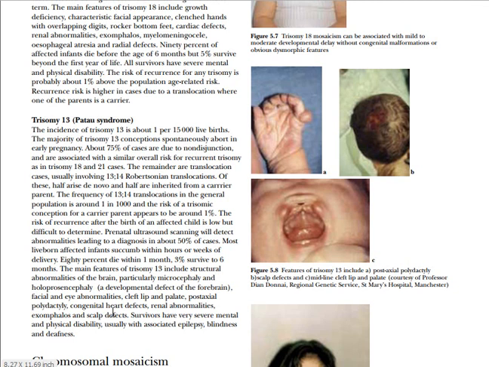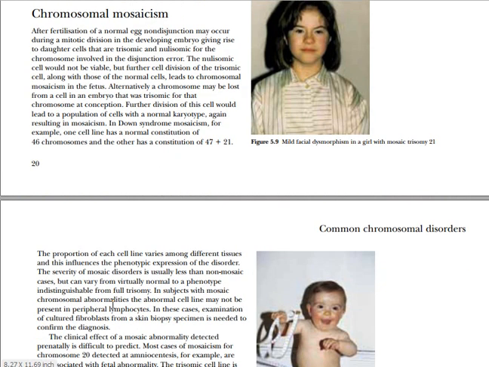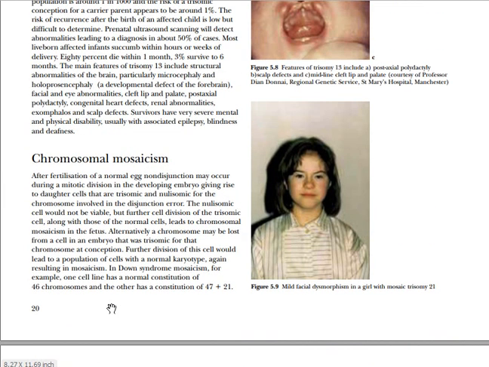Is it clear? But now you need to know that the complication in this case is going to be mental and physical disability. You have mental retardation, you have epilepsy, you have blindness, you have deafness. So all that is inside trisomy 13 or Patau syndrome.